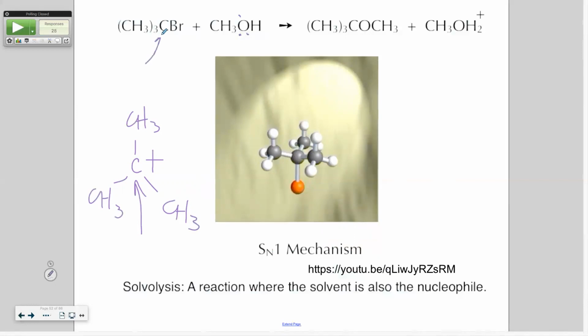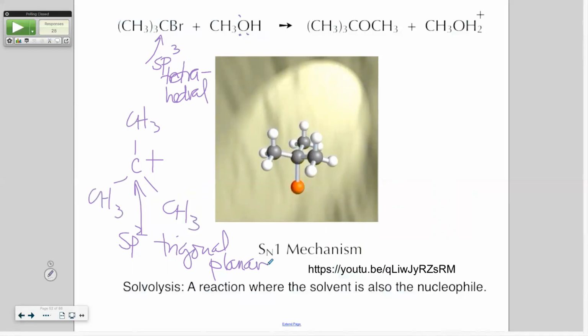This carbon up here is sp3, tetrahedral. This one is sp2 trigonal planar. That's really important to note, because that's going to influence other things in the reaction. Now, if you were going to do this reaction, the way that you would probably do it is you would just take your t-butyl bromide, dissolve it in methanol, and then collect that ether that's formed afterwards, that methyl t-butyl ether.